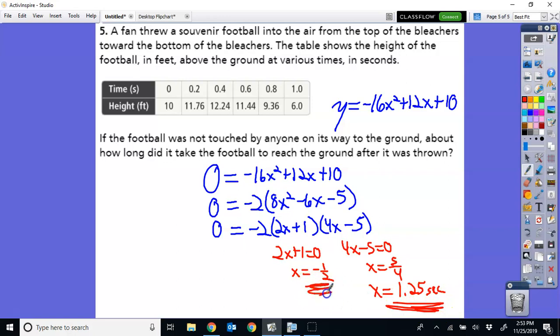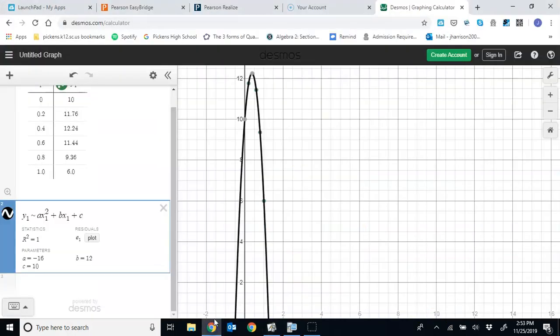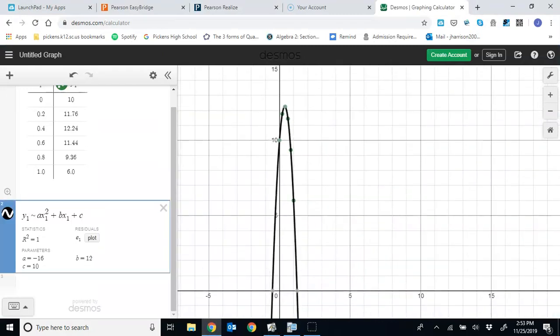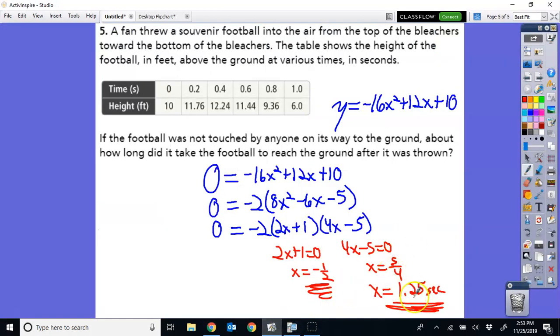This right here is negative. You can't have negative time. And the reason that's the case, if you look over here at our graph, I'll zoom out just a bit, negative 1/2 right here, and then 1.25 there is where it hits the ground because it's thrown from 10 feet in the air, remember, and then it comes down and lands. This is actually not part of the real life solutions here because it doesn't go into the negative time. And so that's why it hits the ground there.